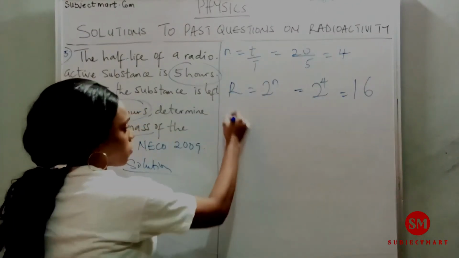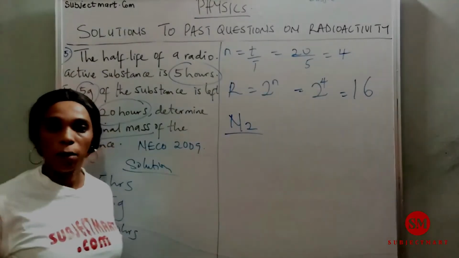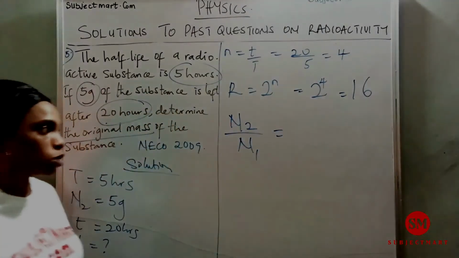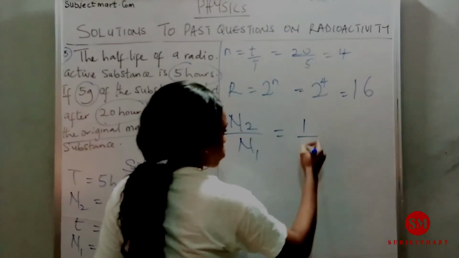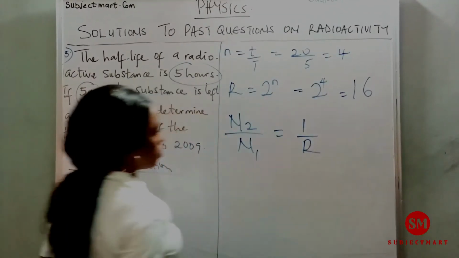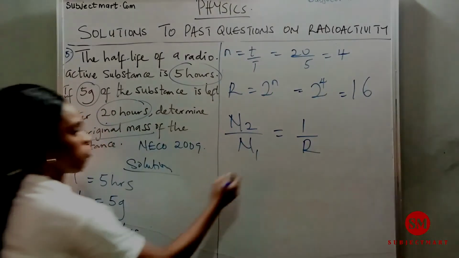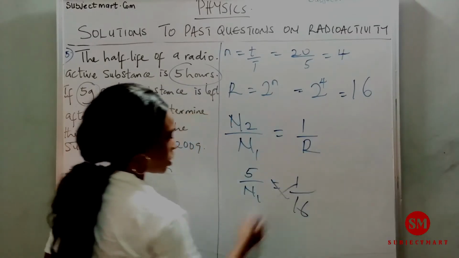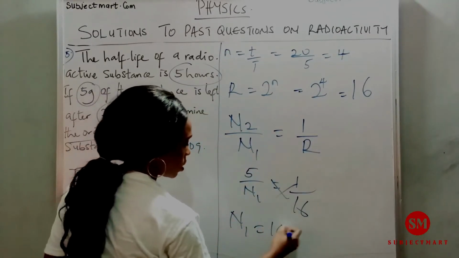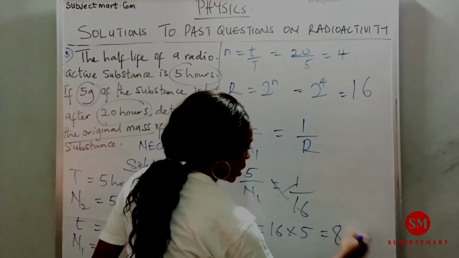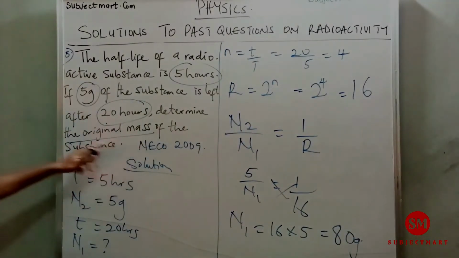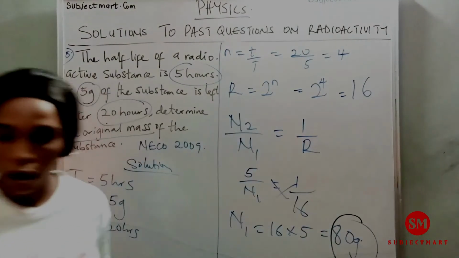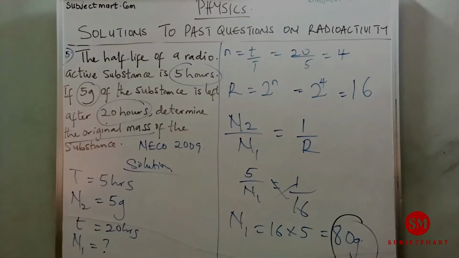So if we put it into this formula, there's a formula, if you recall from our previous video on radioactivity, where all these formulas were being introduced, you recall that N2 over N1 is equal to 1 over R. So we have our N2 to be 5, our N1 is unknown, 1 over R is 1 over 16. So by the time we cross multiply, the N1 is 16 times 5, and that will give us 80 grams. So this answers the question. The original mass of the substance is equal to 80 grams. I believe that is very explanatory.